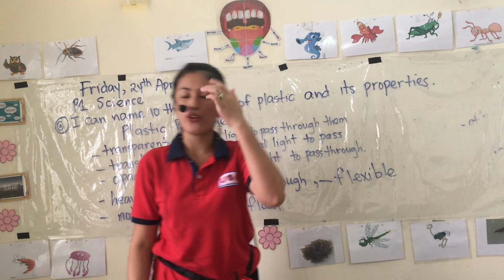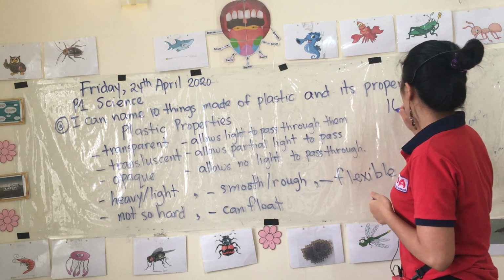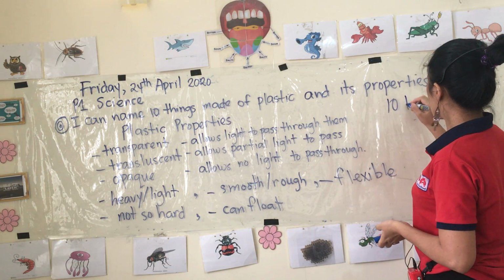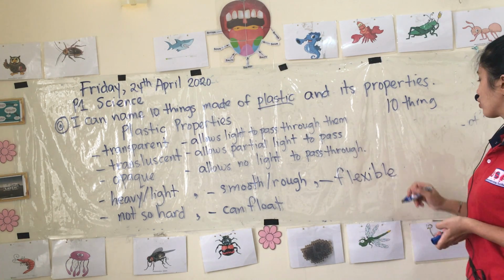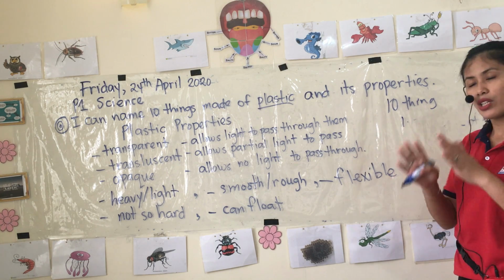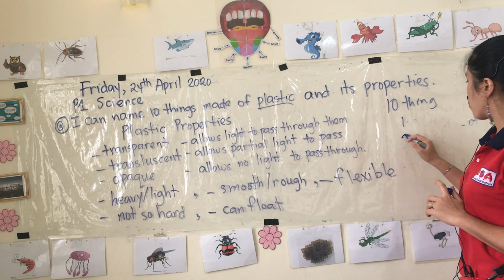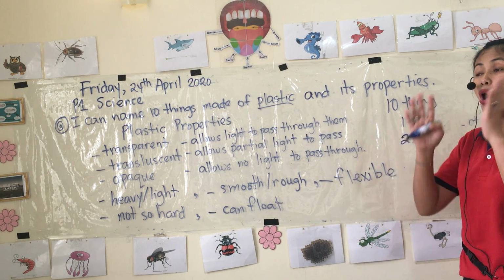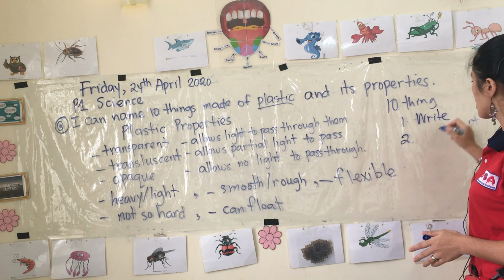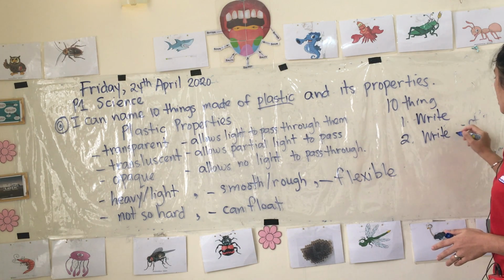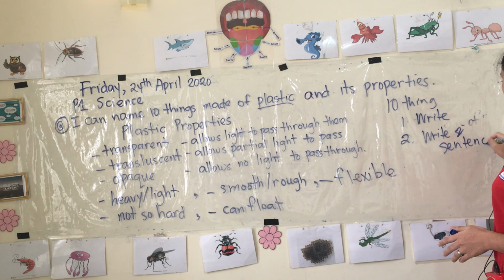Alright, so your activity or homework for today is to write down, same as before, 10 things made of plastic. Option 1, you can just write 10 examples of things that are made of plastic. Option number 2, you write the names here, and here you write them in a sentence.